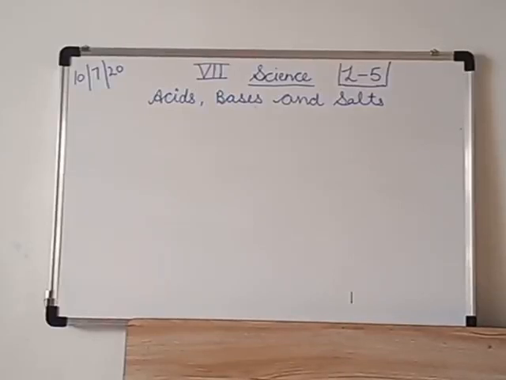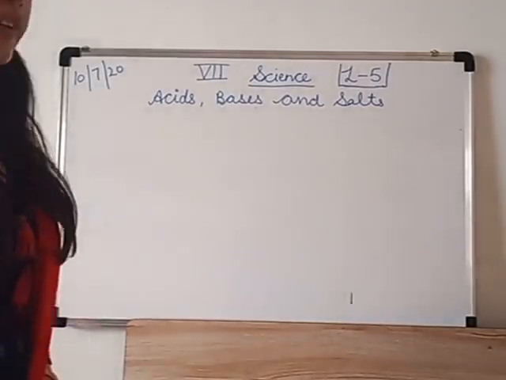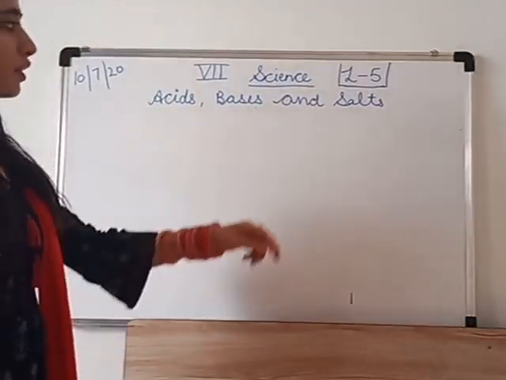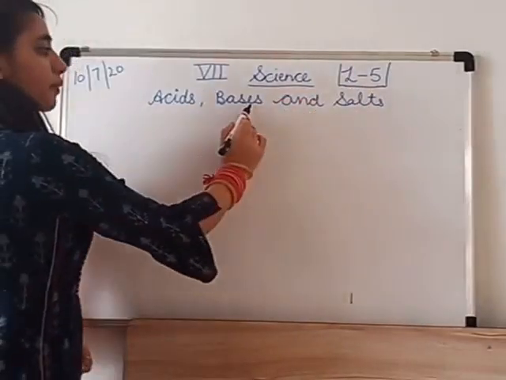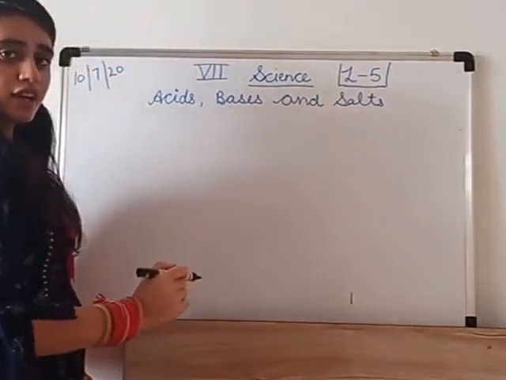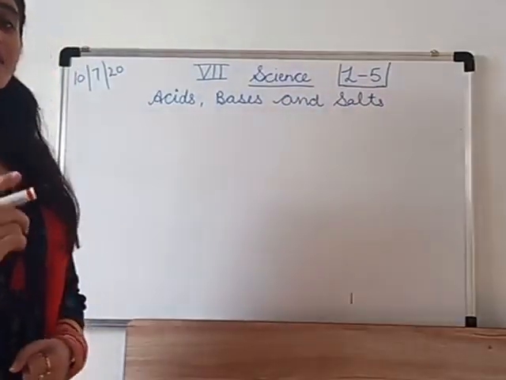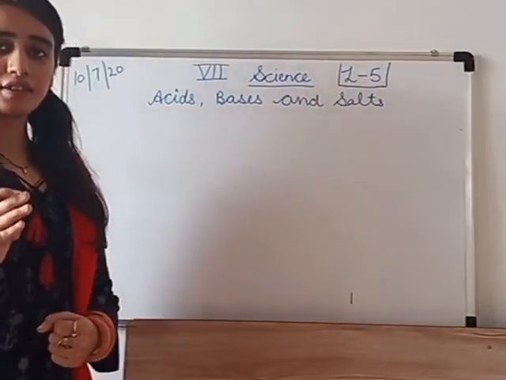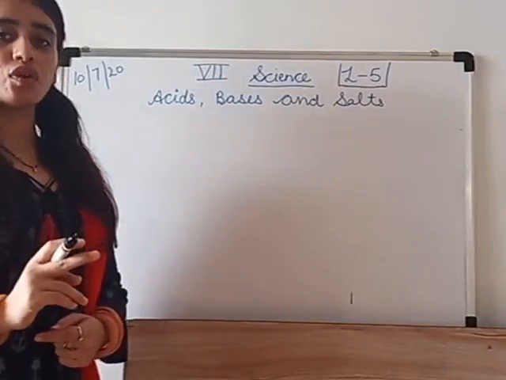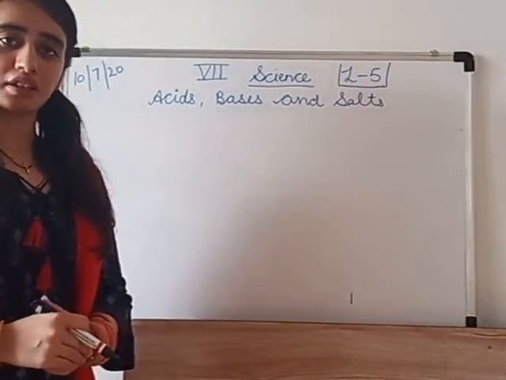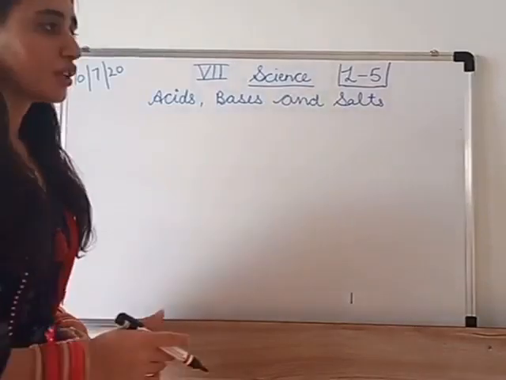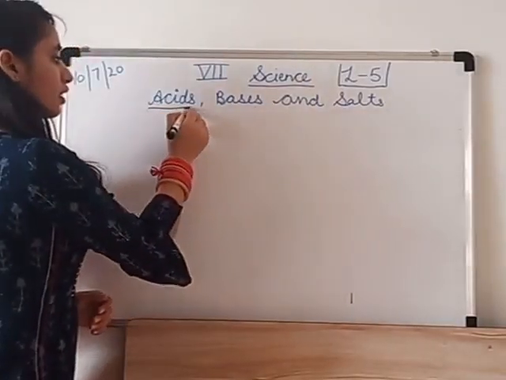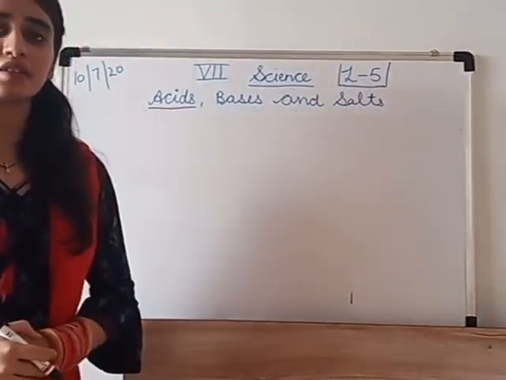Good morning, everyone. Today we are going to start revision of our chapter number 5, that is about acids, bases and salts. In this chapter we will discuss acid, base, salt and indicators, by using some activities. So here, the first word is acid.